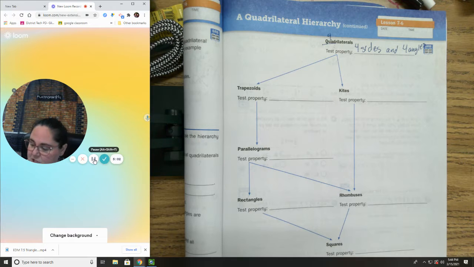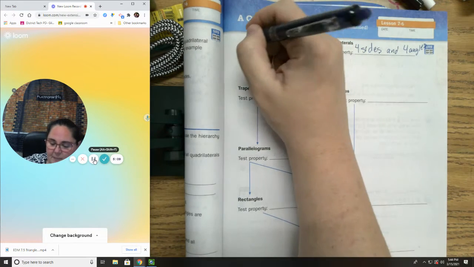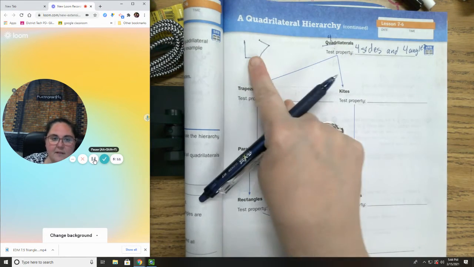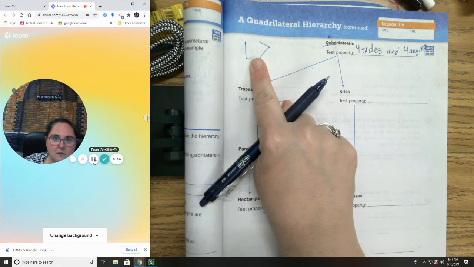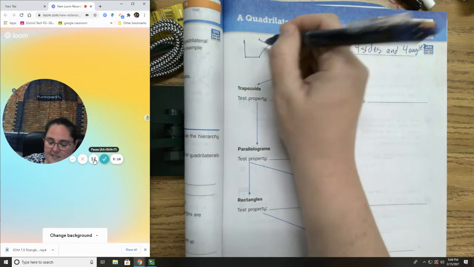It does need to be a closed shape. Absolutely, it does need to be a closed shape. A closed shape, which means that my quadrilateral couldn't be that because it's not closed. Okay, that does not work.